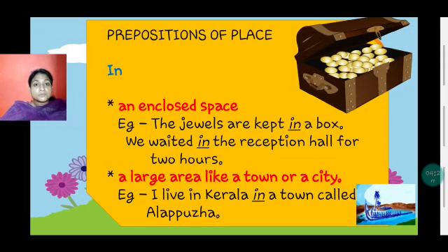Now we have more prepositions of place. Now next is in. An enclosed space. The jewels are kept in a box. Now that's the enclosed space. We waited in the reception hall for 2 hours. Again, hall is an enclosed space. So in that case, we will use in.